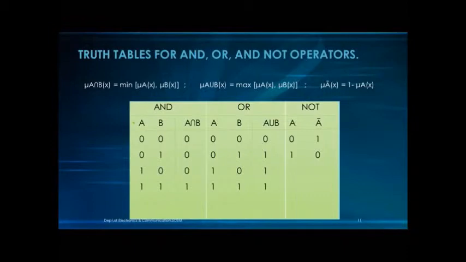Truth table for and, or, and not operations. The membership function is mu A union B. For the and operation, we are taking the minimum value of the membership, and for or, the maximum value of the membership. For not, the complement of the membership function is taken.